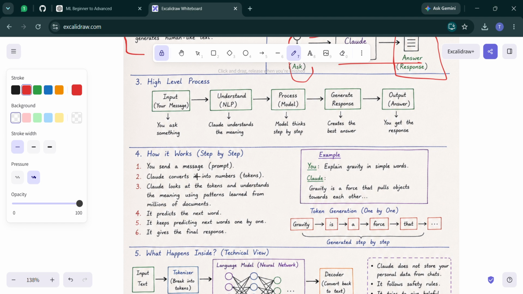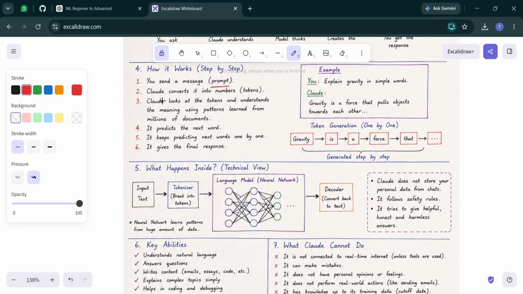In step one, you send a message, you write one prompt. The process is actually very simple. You type a question. Prompt means you type something, for example, explain machine learning. In step two, Claude converts it into numbers, which in technical terms we call tokens. Claude reads your question carefully and tries to understand exactly what you are asking, so it converts it into numbers.